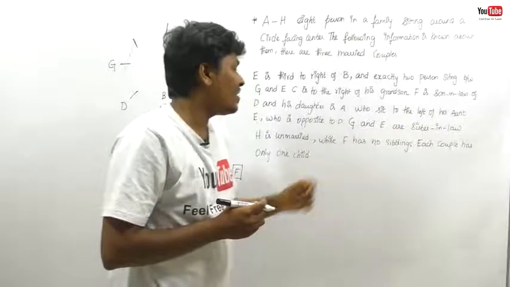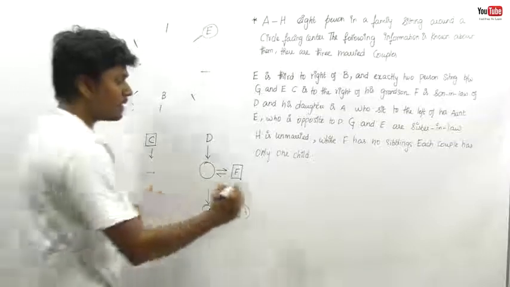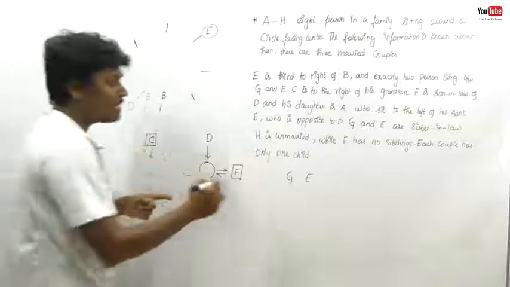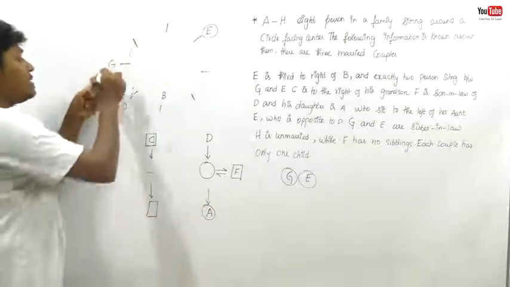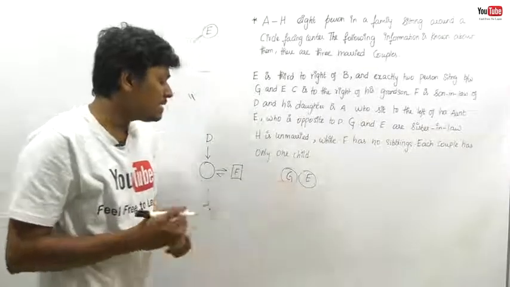G and E are sisters-in-law. They have said that G and E are sisters-in-law. If they are sisters-in-law, then definitely both persons should be female, right? But we have already placed G here, so G is a female person. But now we have found that G and E are sisters-in-law.